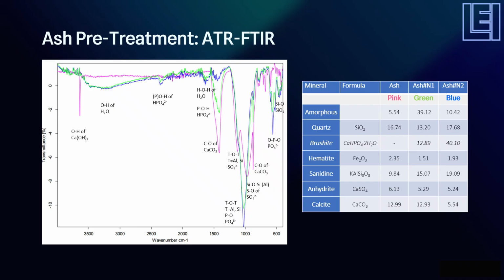Several compounds share the same bonds. We can find symmetric PO stretching from phosphate, asymmetric stretching of COC typical for quartz, also asymmetric stretching vibration of TOT very characteristic for cyanidine, and maybe also sulfate ions typical from anhydrite. Asymmetric bending of phosphate ions is around 600.